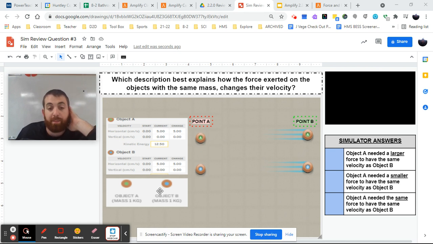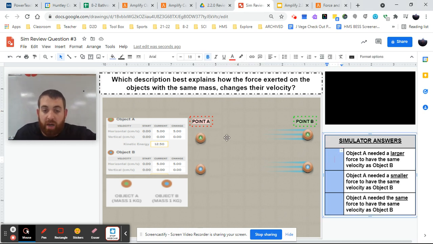Both objects have the same mass. And if you notice, object A and B have a start velocity of 0, and they have an end velocity of +5. So they went from 0 to 5. We need to decide which of these best explains how the force exerted on these objects changed their velocity. So let's take a look.